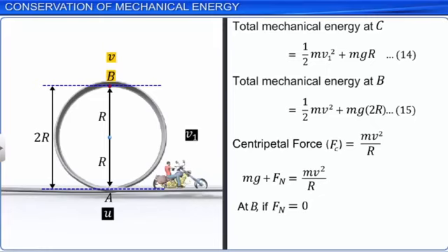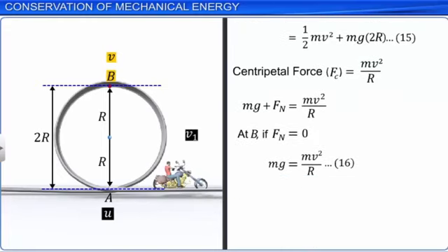Thus, mv square by r must be provided by mg, which is denoted by equation 16. Simplifying for v square, we get v square is equal to gr, or v is equal to the square root of gr. Let this be equation 17, which indicates the minimum velocity at B required to complete one revolution of the vertical circular path.